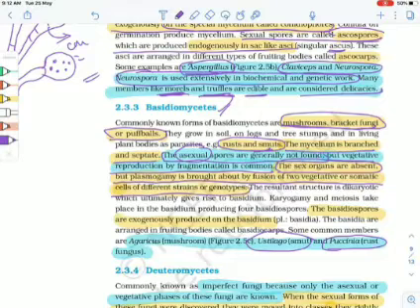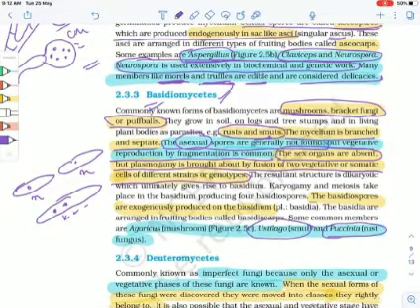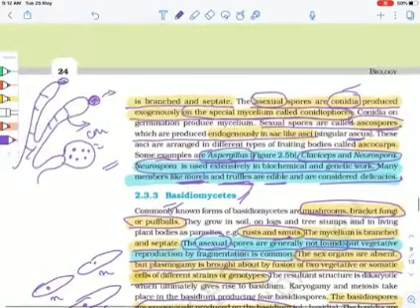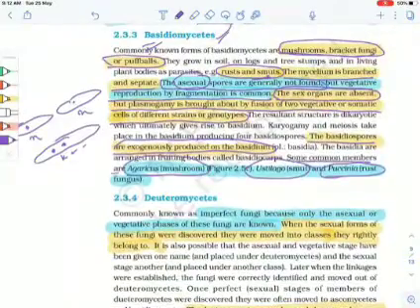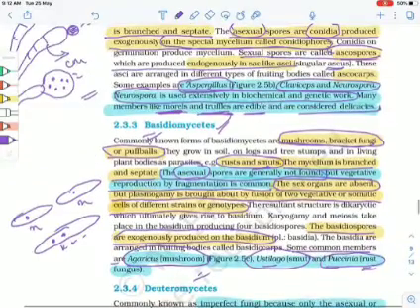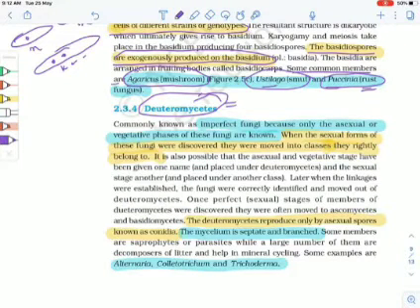Plasmogamy is brought about by the fusion of two vegetative or somatic cells of different strains or genotypes. Plasmogamy means the cytoplasm is fused, and this is the dikaryon phase, because in Basidiomycetes and Ascomycetes a dikaryon phase is found. Now see, the basidiospores are exogenously produced on the basidium. Exogenously means outside the mycelium. Some common members are Agaricus mushroom, Ustilago, smut, and Puccinia causing the rust fungi. So remember the examples. Don't confuse among these examples. Try to remember. These are important examples.